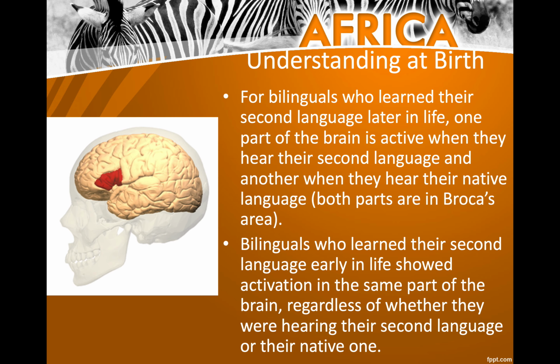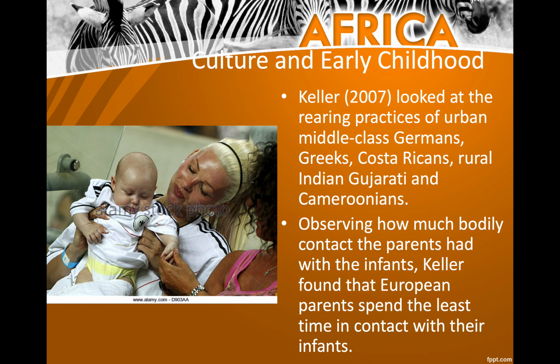For bilinguals who learn their second language later in life, one part of the brain is active when they hear their second language and another when they hear their native language. Both parts are in Broca's area. Bilinguals who learn their second language early in life showed activation in the same part of the brain, regardless of whether they were hearing their second language or their native one. So those of you who learned the Dene language and the English language when you were young, the same parts of your brain are hearing and speaking those languages.